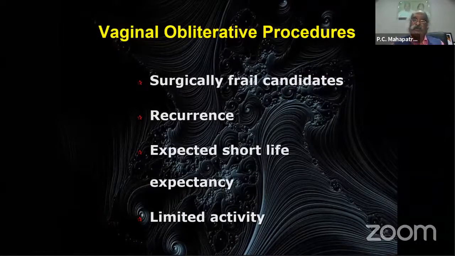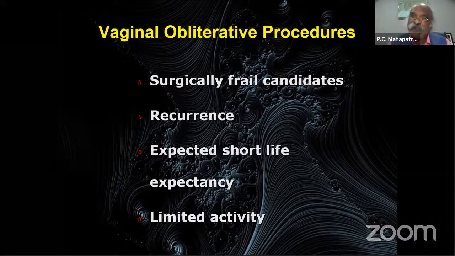Same with the vaginal obliterative procedures; these are the cases which I have already hinted at: surgically frail candidates, recurrence, expected short life expectancy, limited activity. Now, here I will tell: surgically frail candidates. Who are the surgically frail candidates?